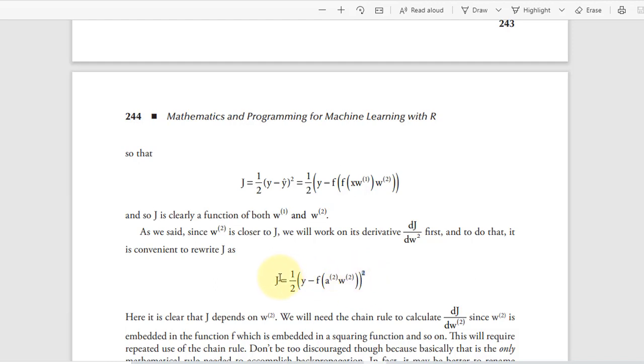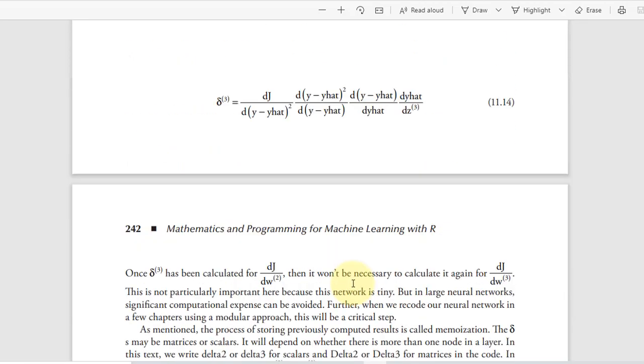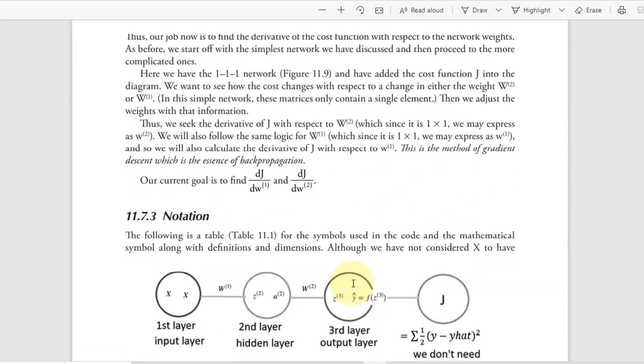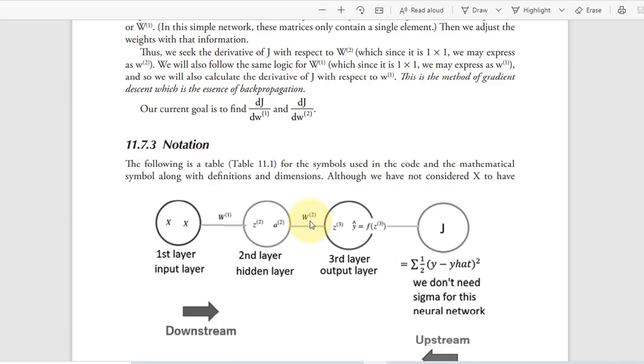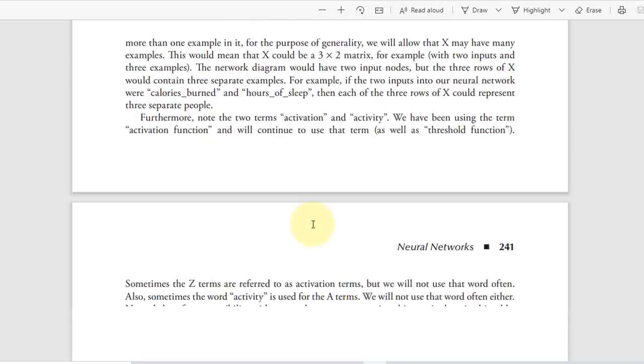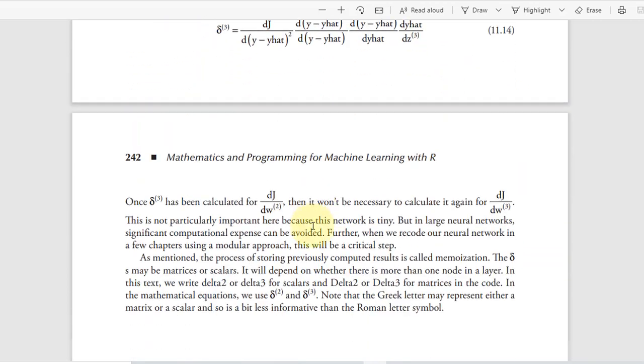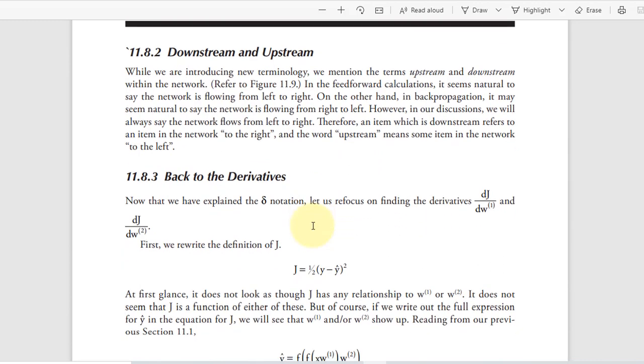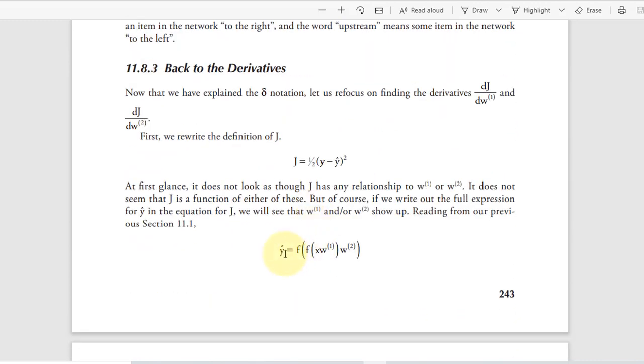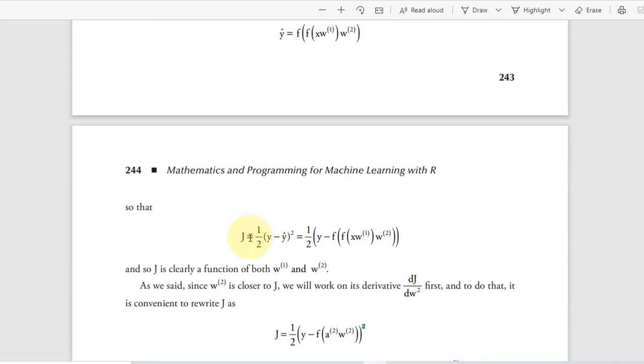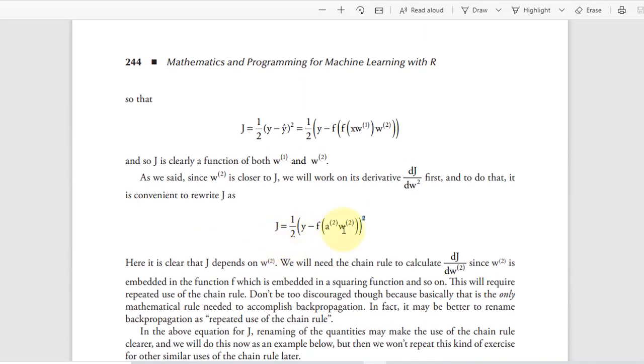So anyway, this is J written out this way, and we can see that it depends on W2, which is what we certainly would expect, that the error depends on W2 in terms of the diagram. If we look at the diagram, of course, the prediction, our predicted value, is going to depend on W2, so our error is also going to depend on W2. So that's what we have here, that the prediction, sorry, the error is dependent on W2.